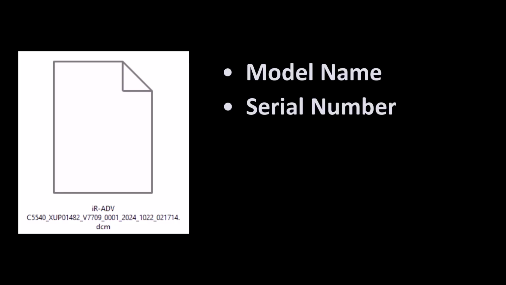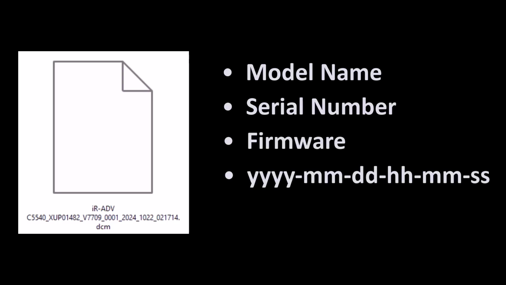It will name the file with the model name, serial number of the device it came from, firmware version on the old machines, and a timestamp. The file name can be changed if needed. Be sure you remember where it was downloaded to.